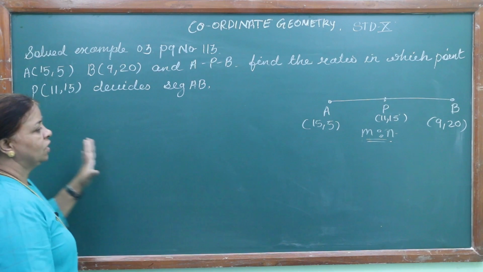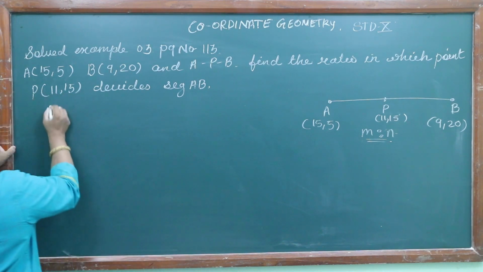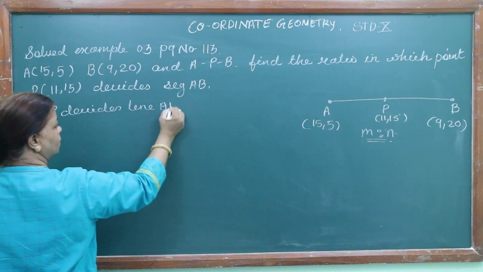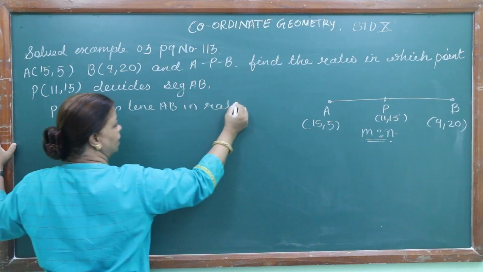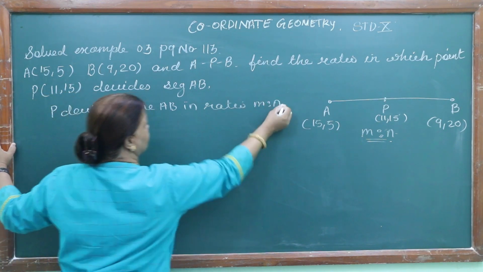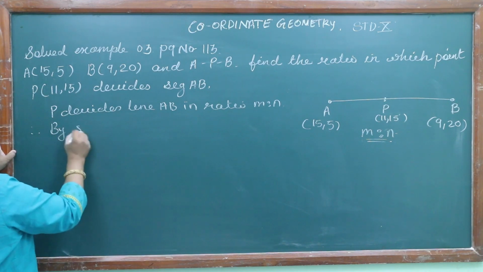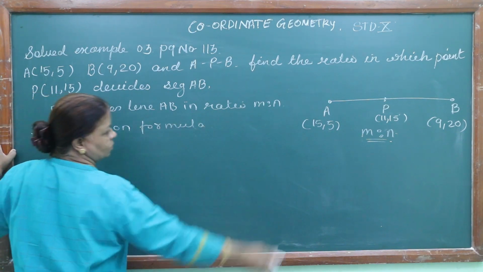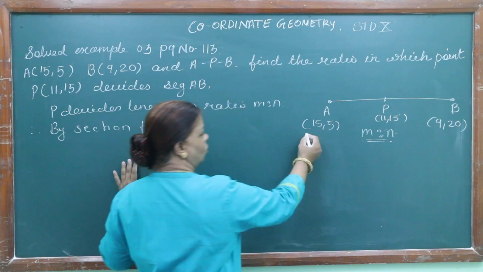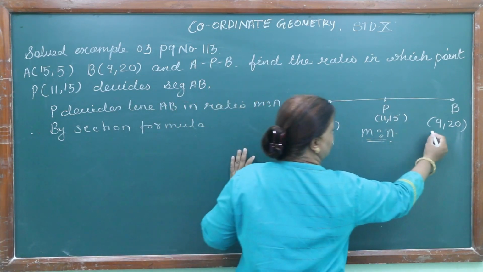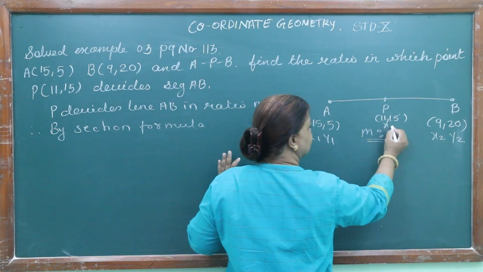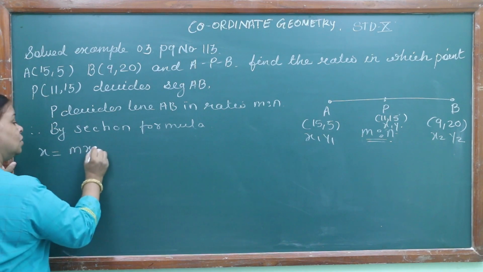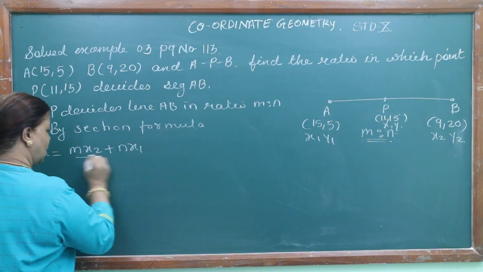M is to N. So it is given P divides line AB in ratio M is to 1. Therefore, by section formula, point P, let me take the coordinates here, x1, y1, x2, y2, and this is x and y. So x coordinate would be equal to mx2 plus nx1 upon m plus n.